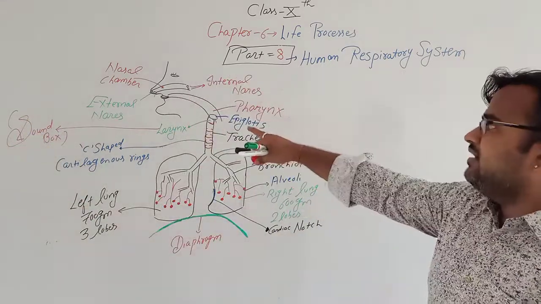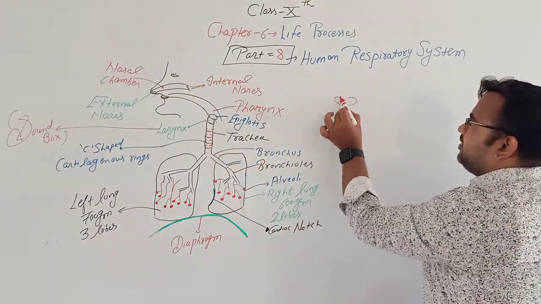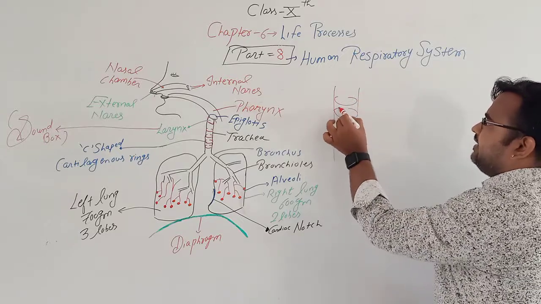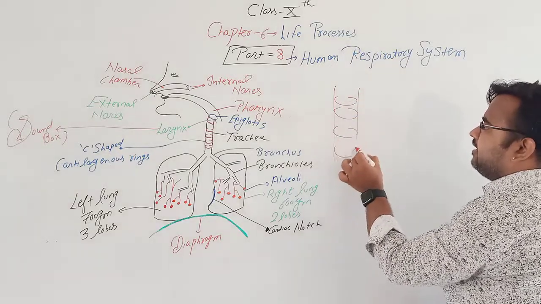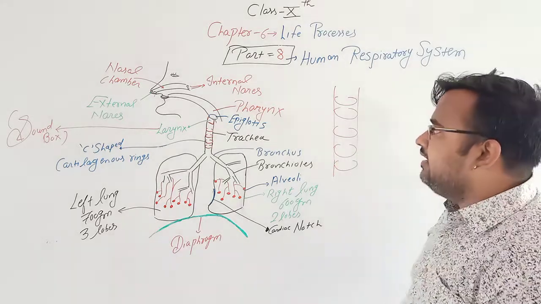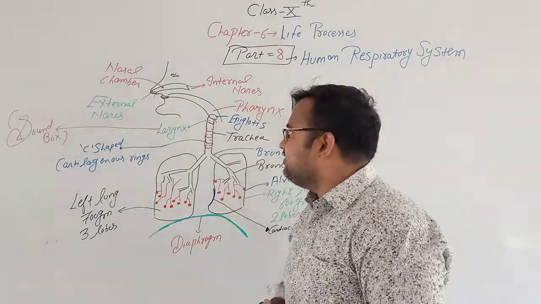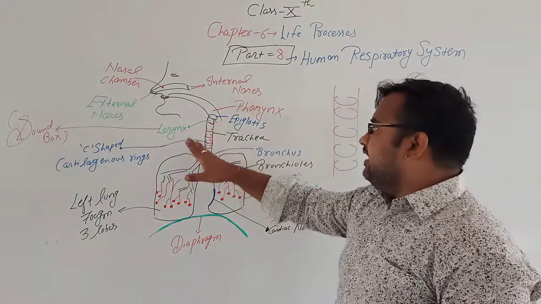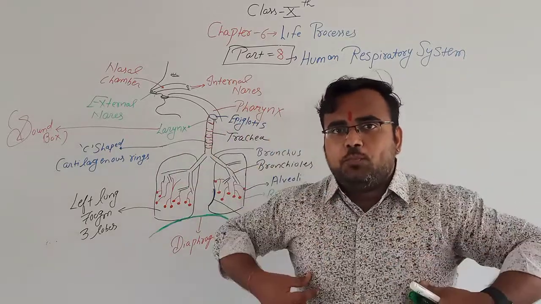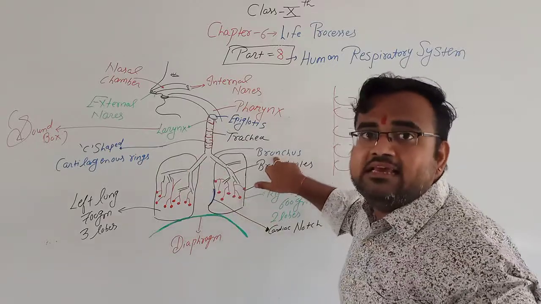Clear? Then after the larynx you can see the C-shaped cartilaginous rings present in the trachea. We will discuss the function of the C-shaped cartilaginous rings in detail. Then, after the C-shaped cartilaginous rings, the trachea divides into two branches that open into the two lungs, known as bronchus.